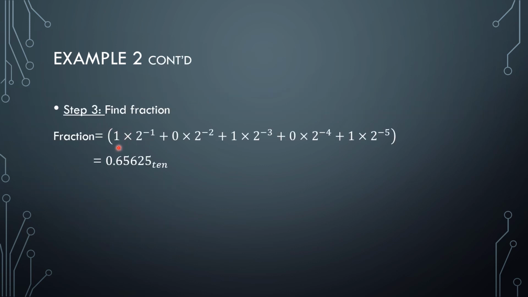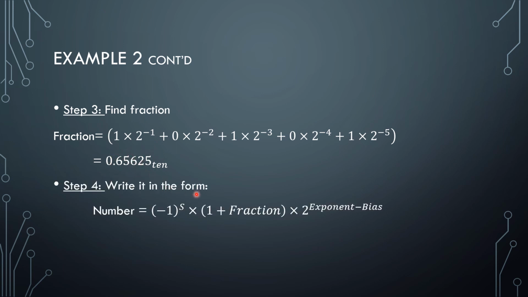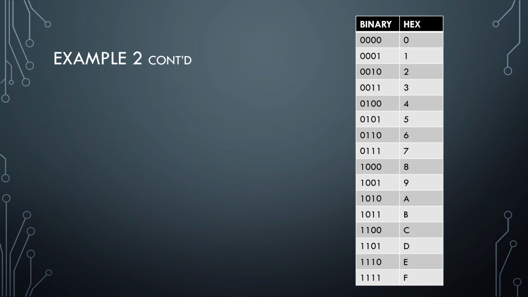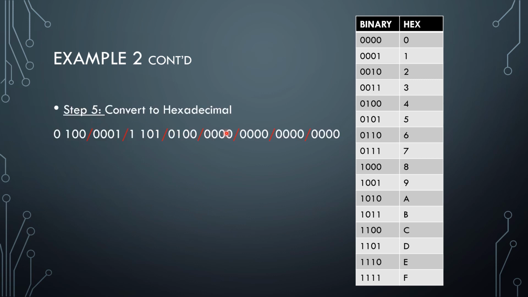The third step is to find the fraction. As we did before, we multiply every one by 2 to the power minus the index that it has, and we will obtain 0.65625. Then, using the formula, we plug in and we will obtain the following number. Since we have to convert to hexadecimal, we take the binary number given and we split it 4 by 4 starting from the right. Using this conversion table, we will obtain the following number.